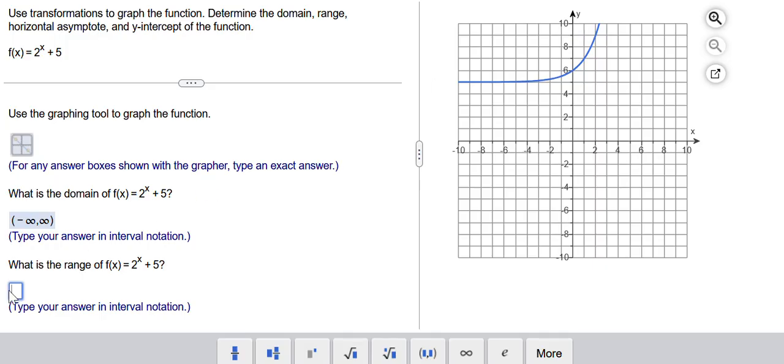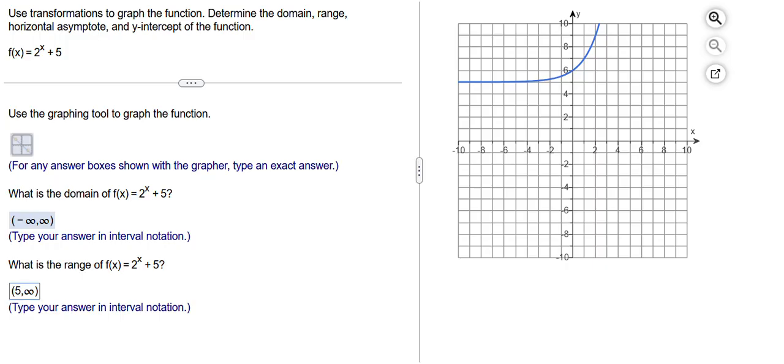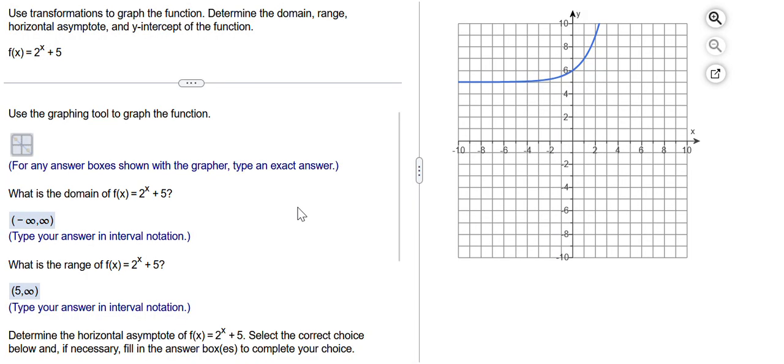infinity. But also, as we learned in class, let's remember right here, the plus 5, that is your horizontal asymptote. So you have a horizontal asymptote at y equals 5. So for my range, I go from 5 to positive infinity. And I am not including the 5. This is an asymptote, so the graph is not touching that. All right? So we're going to check, and we get a good job.